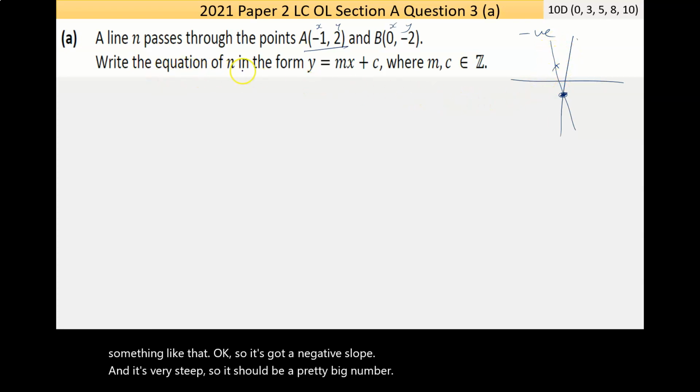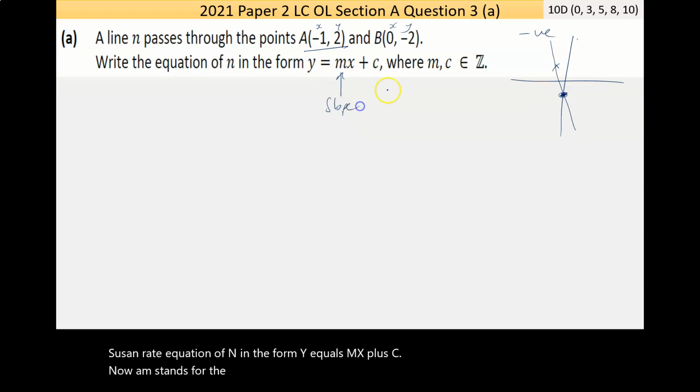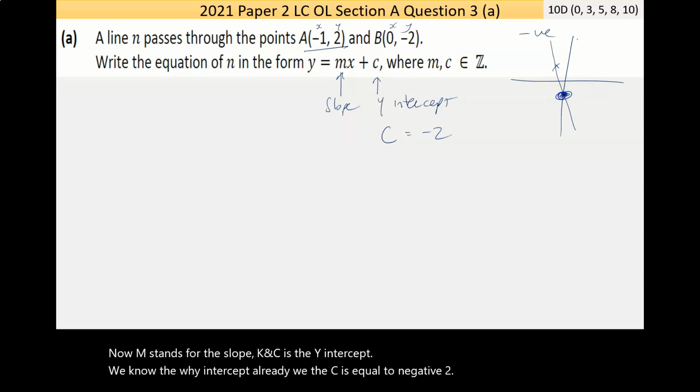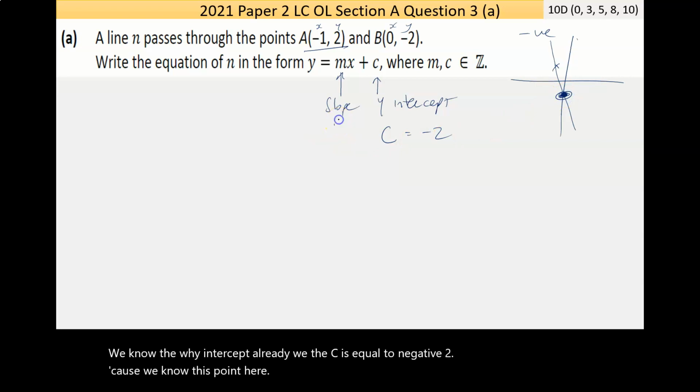It says then write the equation of n in the form y equals mx plus c. Now m stands for the slope, okay, and c is the y-intercept. Now we know the y-intercept already. We know that c is equal to -2 because we know this point here. We just need to know the slope.